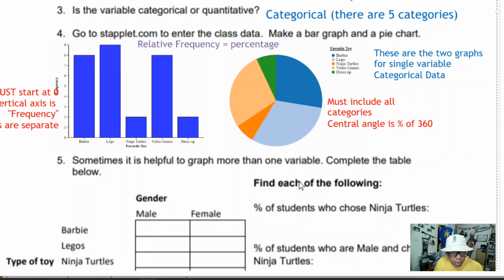When and if you make your pie chart, remember to include all categories, and that central angle should be a percentage of 360 degrees. A little more difficult. Okay, well, next thing.